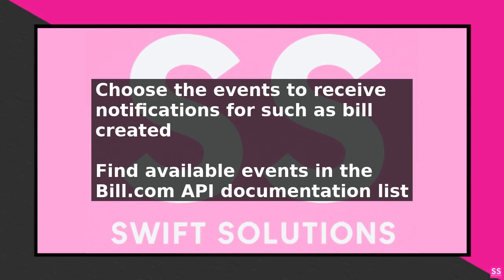Then, set up an endpoint on your server to receive the webhook notifications. This endpoint should be able to handle HTTP POST requests and parse the JSON payload sent by Bill.com. After setting up your endpoint, configure the webhook in the Bill.com API by providing the endpoint URL and the events you want to subscribe to. You can do this using the Bill.com API or through the developer portal.